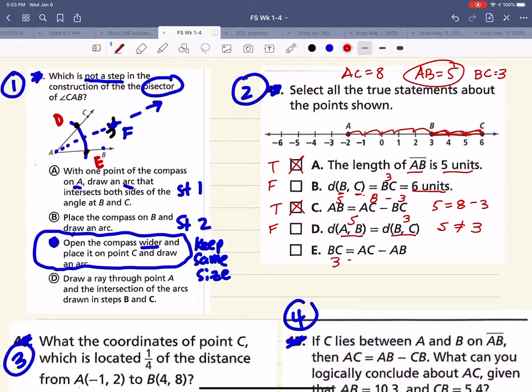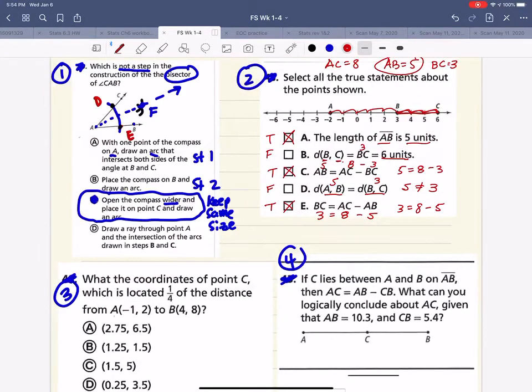BC is 3, AC is 8, AB is 5. So I'm going to say yes. 3 is equal to 8 minus 5. Well done. Okay, now it says, what are the coordinates of point C, which is located a quarter of the distance from A to B?